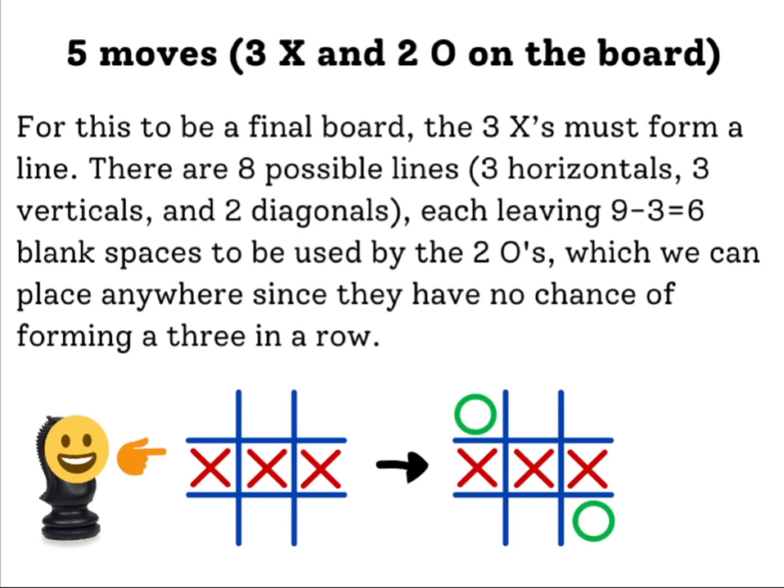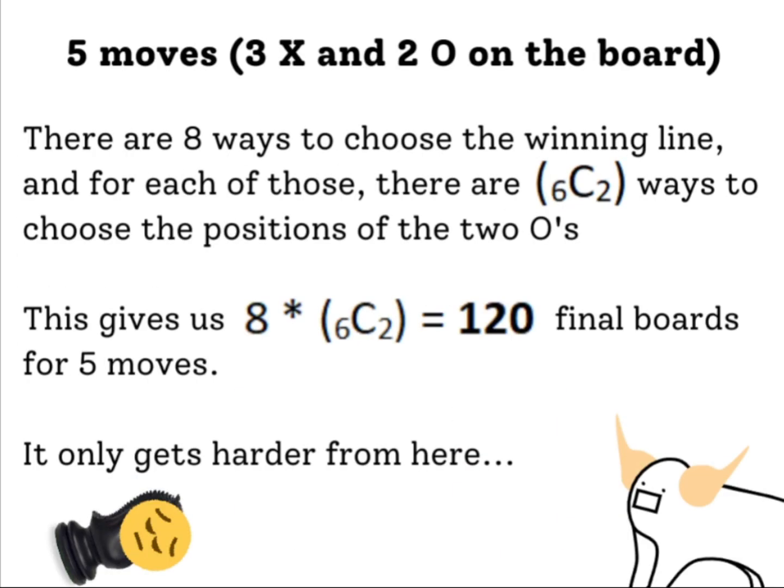5 moves, 3 x's and 2 o's on the board. For this to be a final board, the 3 x's must form a line. There are 8 possible lines, 3 horizontals, 3 verticals, and 2 diagonals, each leaving 9 minus 3 equals 6 blank spaces to be used by the 2 O's, which we can place anywhere since they have no chance of forming a 3 in a row. There are 8 ways to choose the winning line, and for each of those, there are 6 choose 2 ways to choose the positions of the 2 O's. This gives us 8 times 6 choose 2 equals 120 final boards for 5 moves. It only gets harder from here.